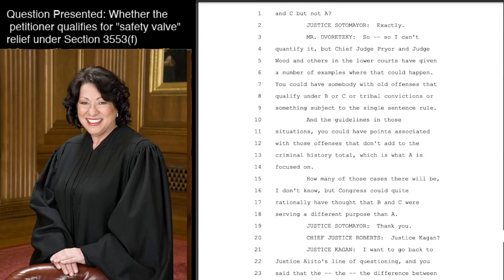So I can't quantify it, but Chief Judge Pryor and Judge Wood and others in the lower courts have given a number of examples where that could happen. You could have somebody with old offenses that qualify under B or C, or tribal convictions, or something subject to the single sentence rule. And the guidelines in those situations, you could have points associated with those offenses that don't add to the criminal history total, which is what A is focused on. How many of those cases there will be, I don't know, but Congress could quite rationally have thought that B and C were serving a different purpose than A.